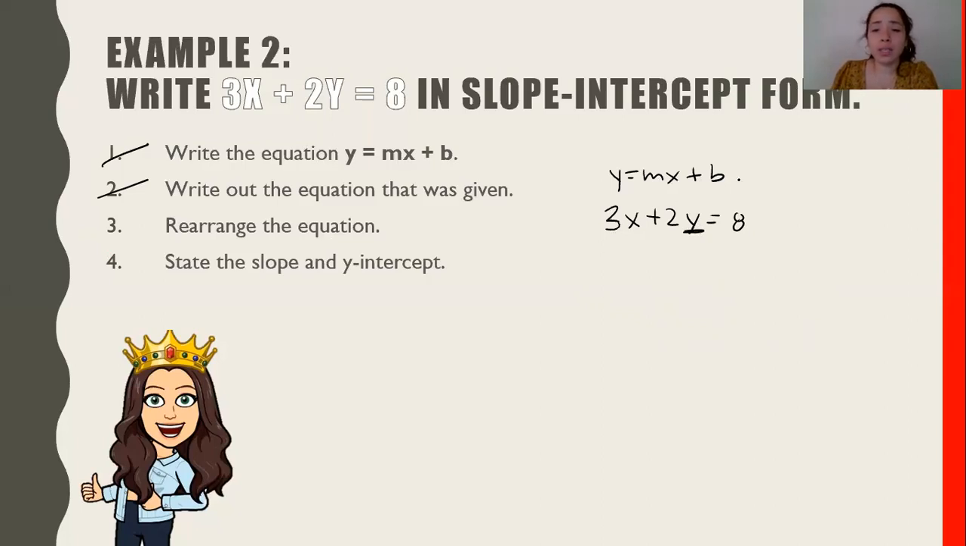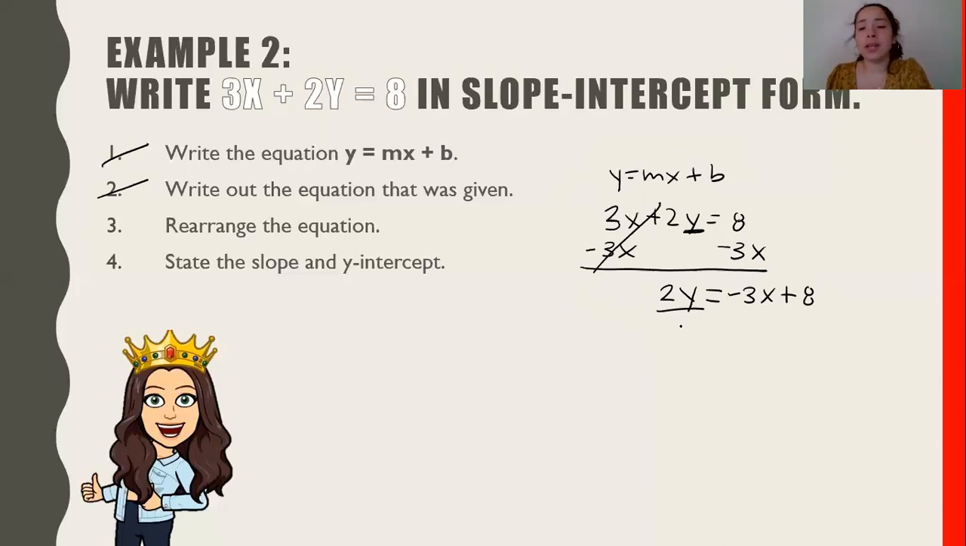So what's the easiest to get rid of? That would be the 3x. You subtract 3x from each side. Whatever I do to one side, I do to the other side. That leaves me with 2y equals, and then I cannot combine those because not both of them are just numbers, and not both of them have variables. So I write negative 3x plus 8. Again, I put the one with the x first because I'm trying to get it into this format. Now, is y by itself? The answer is no, because it still has a 2 attached to it. So I'm going to divide that by 2.